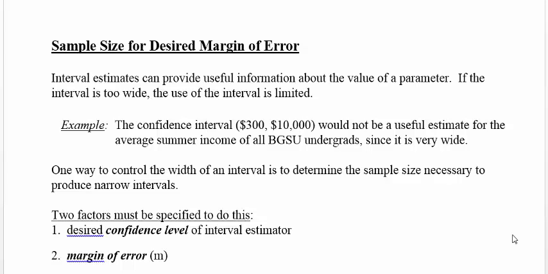The other focus of this chapter is sample size determination. If a confidence interval is too wide, it doesn't give us a lot of information. Check out this example. If we estimate the average summer income of all BGSU undergrads is going to be between 300 and 10,000, that's so huge it doesn't really give us any inference about the actual average summer income. So a way to control the width of a confidence interval is to have a larger sample size. The larger the sample, the more accurate our estimations will be.